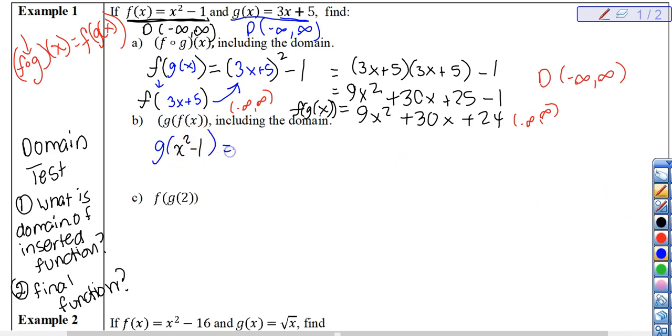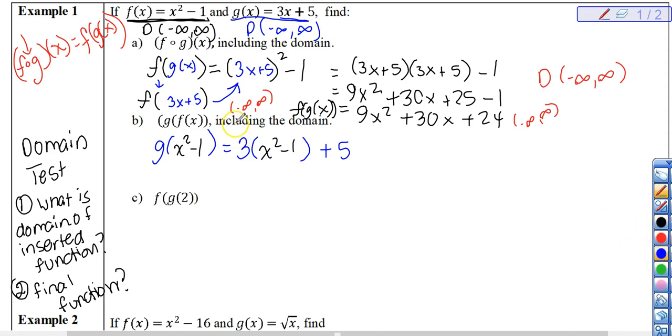All right, so let's go. So this is going to open up. We're going to open up where the x is. So we'll remove the x. So 3 times this quantity plus 5. And we are inserting for our x, x squared minus 1. And then, of course, we'll simplify that equation.